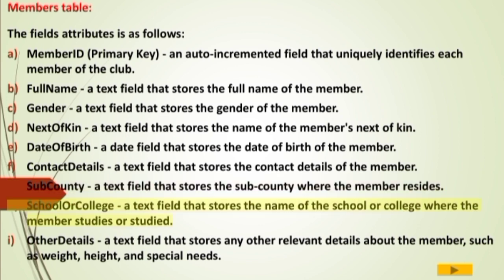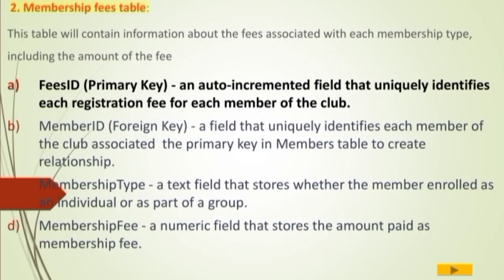School or college, a text field that stores the name of the school or college where the member studies or studied. I. Other details, a text field that stores any other relevant details about the member, such as weight, height, and special needs.